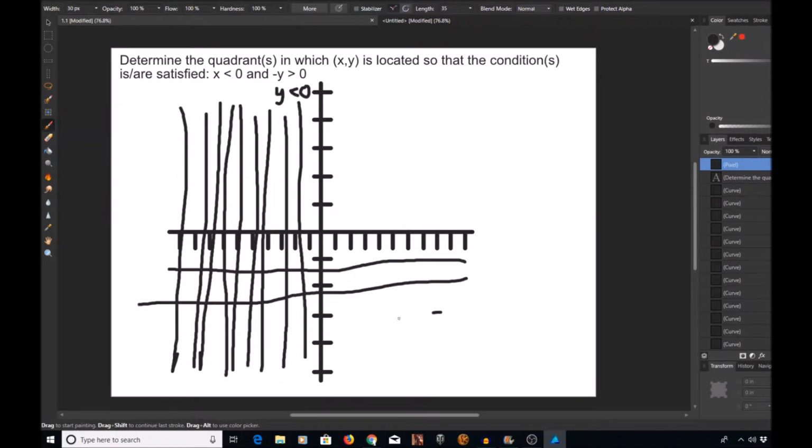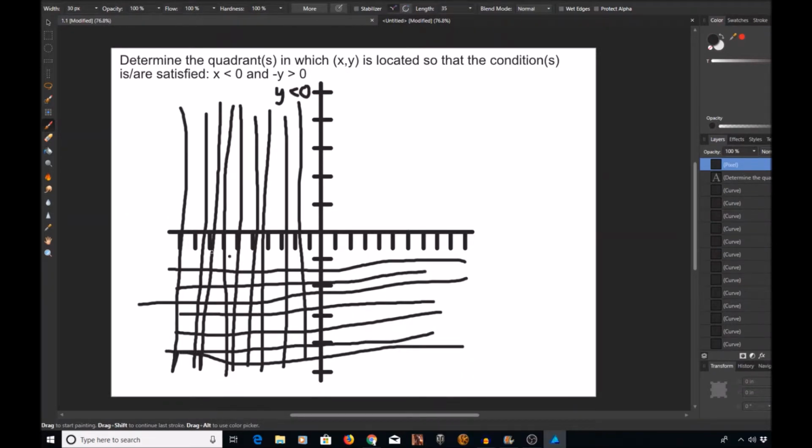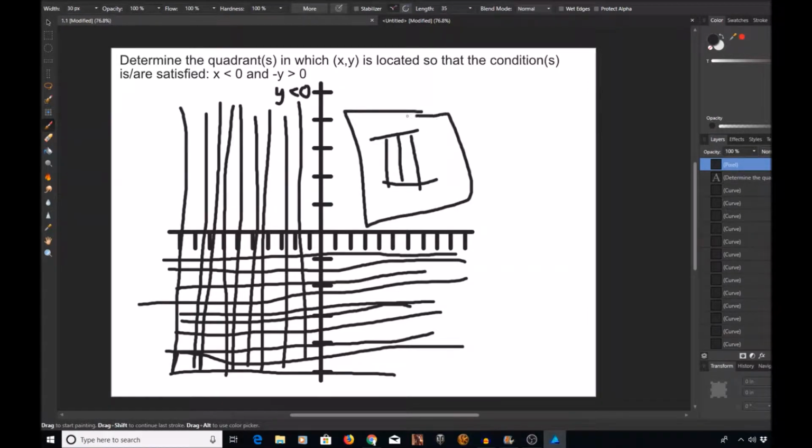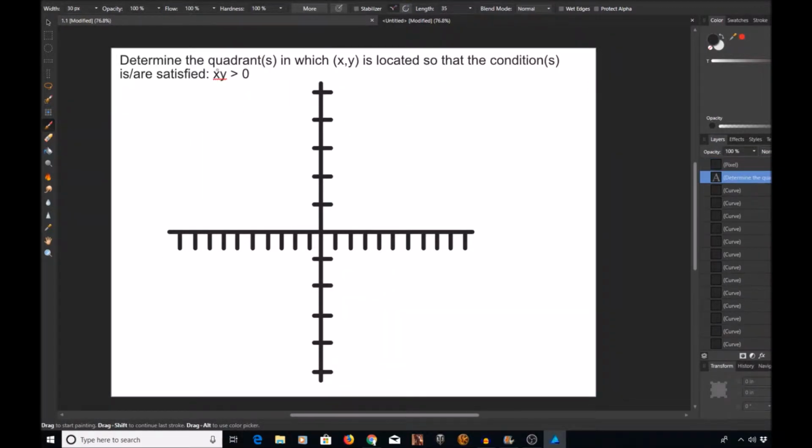So sometimes with problems like that, you just might need to take some time to think about it or get it into a form that you know how to deal with, that you know what you're working with. And we can see that these two lines intersect only in quadrant 3, so our answer would be quadrant 3. So in this next problem, we're given that x times y is greater than 0.